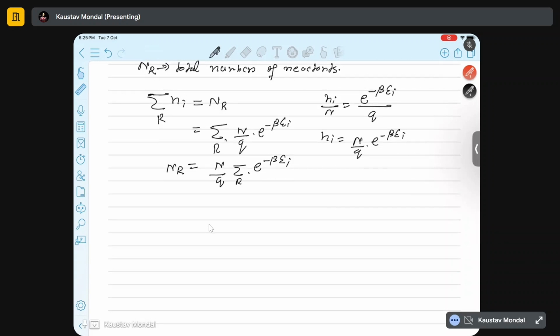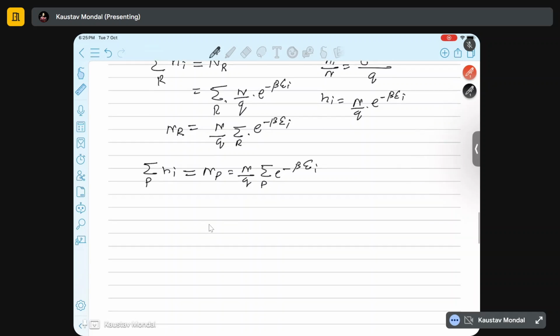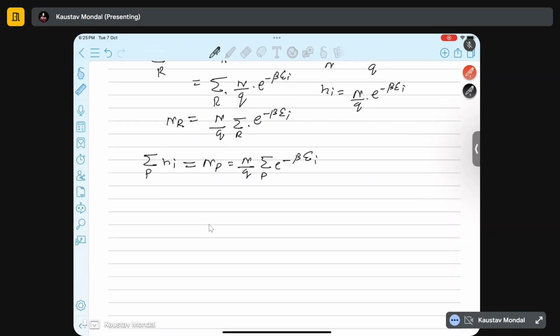Similarly, this is for the reactant. Similarly, for the products, the summation would be over all the product molecules. Okay, so this gives you NP equal to N by Q, summation over products, e to the power minus beta EI, right? On the products.